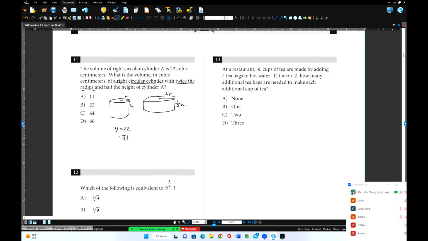But this volume can be obtained, what is it? In terms of r and h, pi r squared times h. This is the volume of 22. What is the volume over here? Pi times 2r, that is the radius, right? And times 1 over 2 h. This is 4 r squared times 1 over 2 h. 4 times 1 half is what? 2, right? So that is 2 pi r squared h, isn't it? But pi r squared h, they are all 22. Actually, this volume is twice the first one, okay? 44 is the answer, okay? You can compare this one.